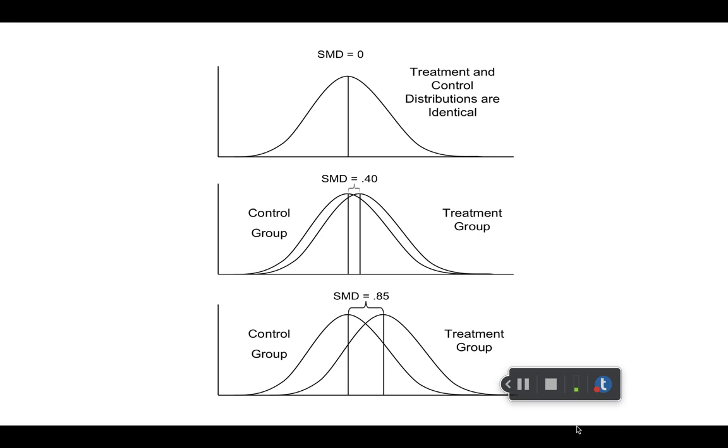So here's an illustration of how the standardized mean difference works. If the treatment and control results, let's say these are outcomes on some scale, are identical, then the standardized mean difference, the difference between the two groups, is 0. If the treatment group does a little bit better than the control group, then the standardized mean difference is a positive number. Here I'm showing you a small difference of 0.4. If the difference is larger, then you get a larger standardized mean difference. If the difference is negative, then the standardized mean difference is negative.